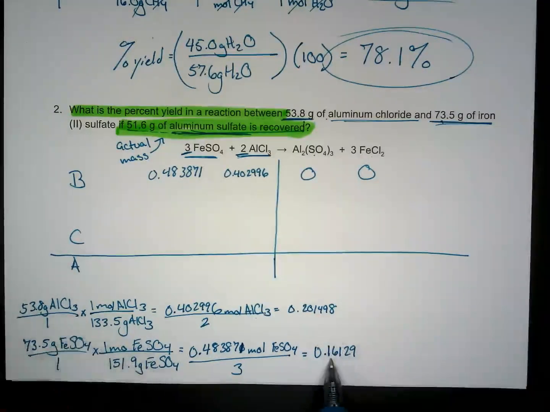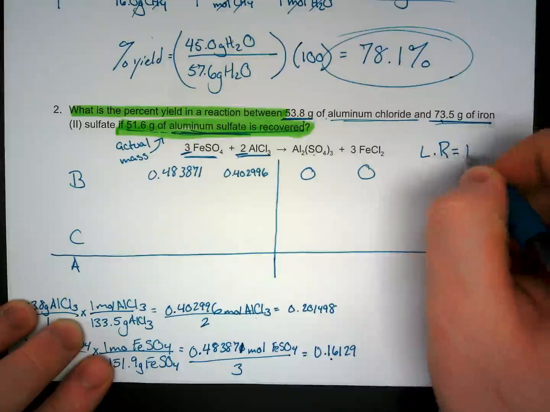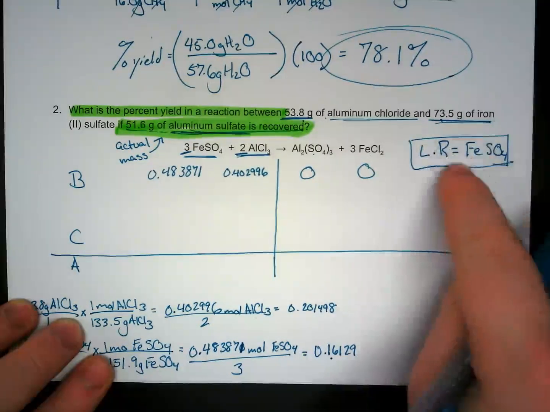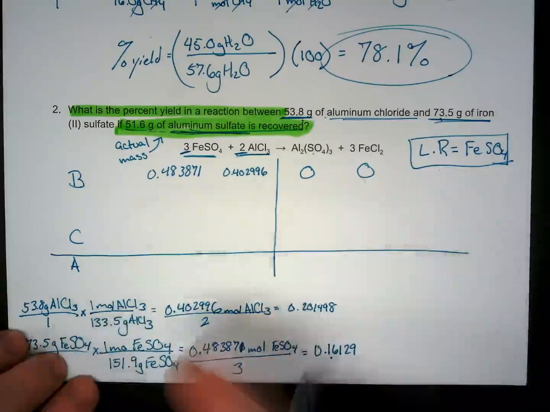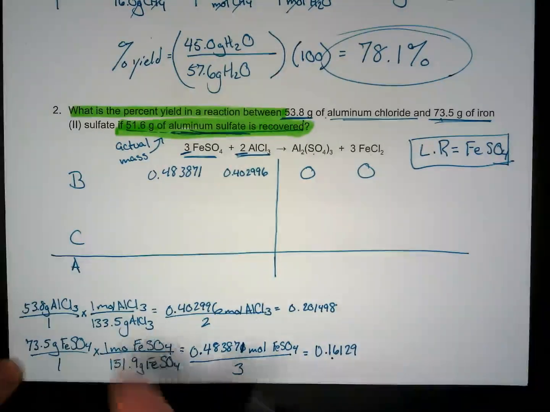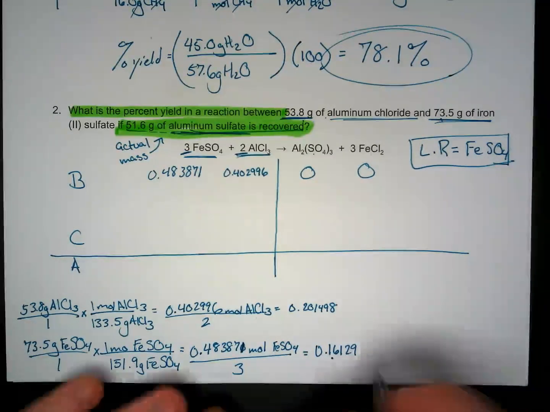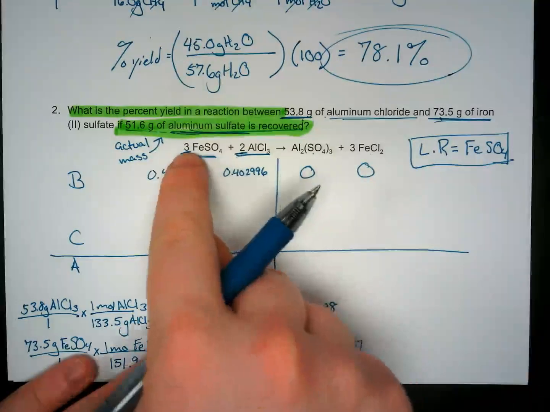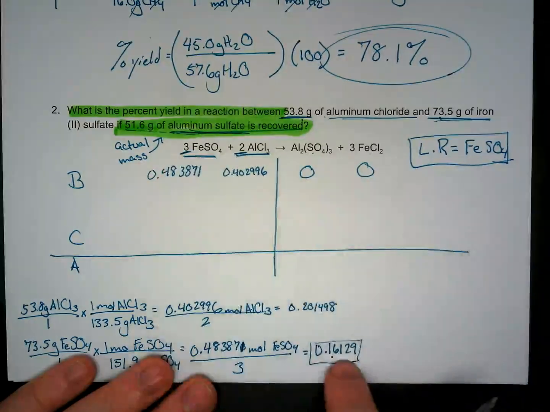Now, clearly this one is smaller, my iron sulfate here, so that means my limiting reactant is iron sulfate. Okay, that's my limiting reactant. So the iron sulfate is going to run out before we can completely use up the aluminum chloride. We're also going to be using this number right here as our multiplier. We're going to be multiplying the coefficients with this number here.